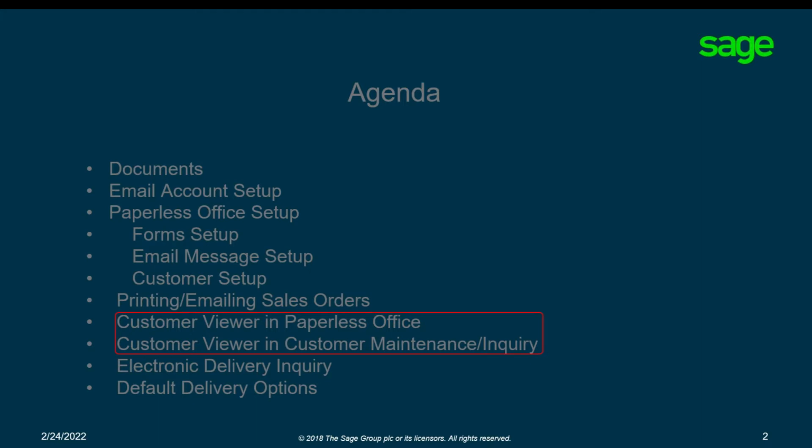And then we'll show you how to look at the PDF documents in the customer viewer, both in Paperless Office and in customer maintenance and inquiry. And then lastly, we'll take a look at electronic delivery inquiry and default delivery options.